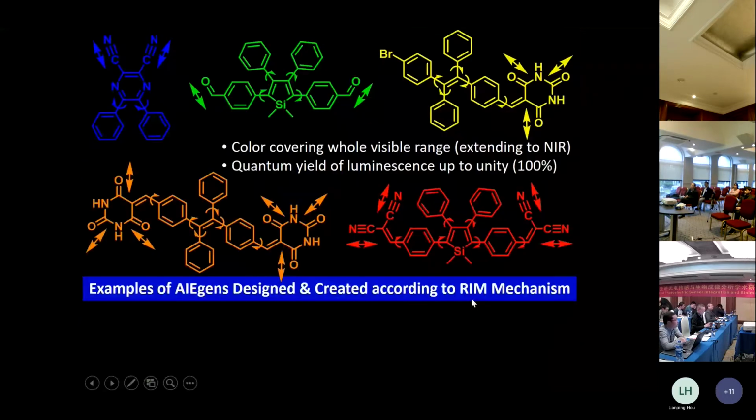Okay, so according to this RIM mechanism, we have designed hundreds of these kinds of molecules. The structure features are that these molecules are active in either vibration or rotation. We can now have all different colors of emission, from blue to green to yellow to orange to red, and actually we can go to near IR. The longest wavelength we can accomplish now is about 1,700 nanometers. Quantum yield, sometimes we can have almost unity, or 100% quantum yield.